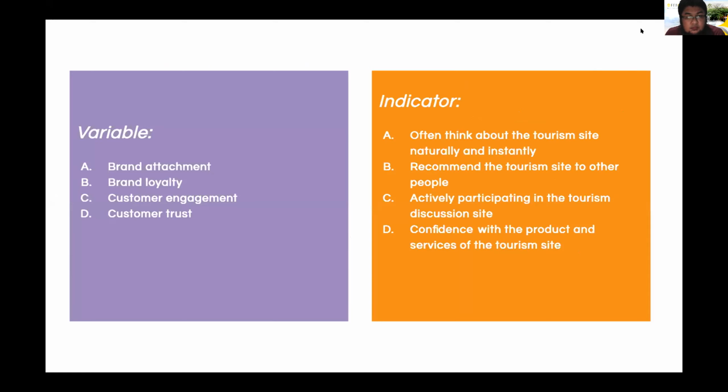I will be explaining the variables from our journal. It has 4 variables: brand attachment, brand loyalty, customer engagement, as well as customer trust. The indicator for brand attachment is how often the customer thinks about the tourism site, naturally and instantly. And for brand loyalty, how often the customer recommends the tourism site to other people.